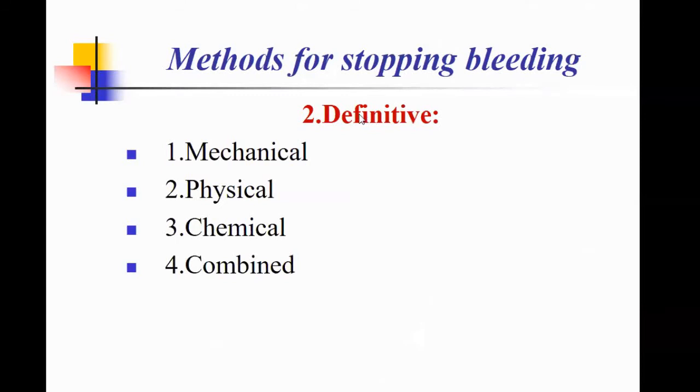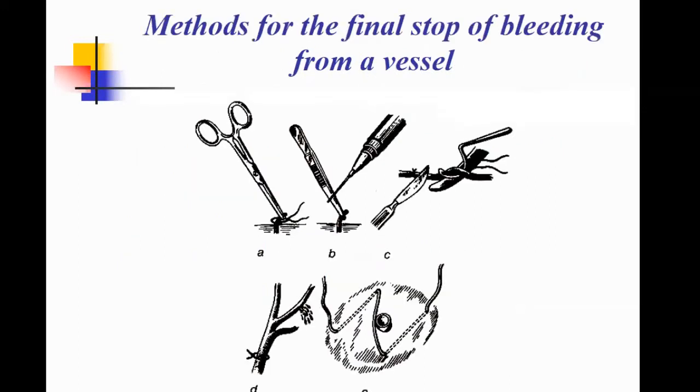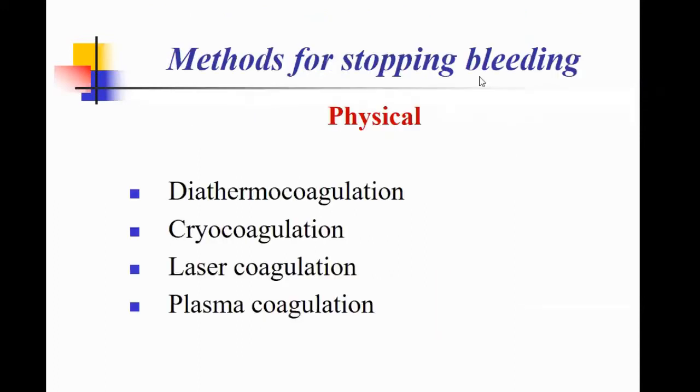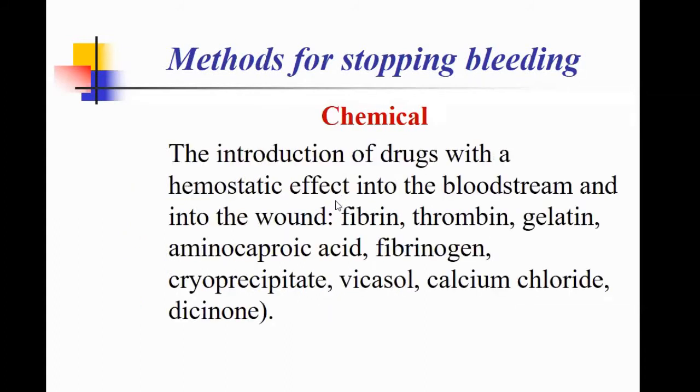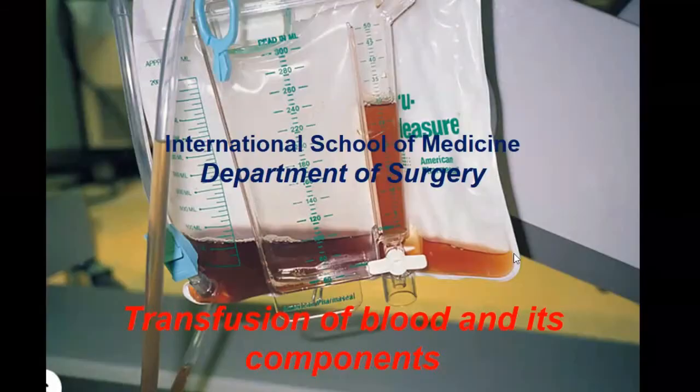And the second methods are definitive methods: bandaging vessels in the wound and throughout, vascular suture, outer end, vascular alloplasty, artificial vascular embolization. Methods for the final stop of bleeding, or definitive stopping of bleeding: physical, diathermal coagulation, cryocoagulation. And please write definitive.